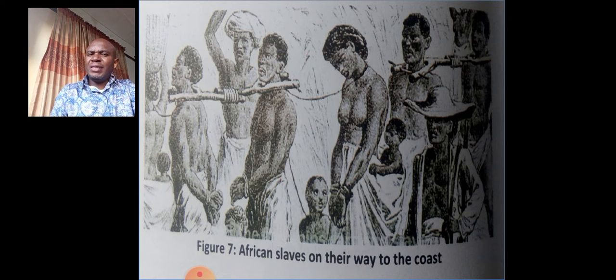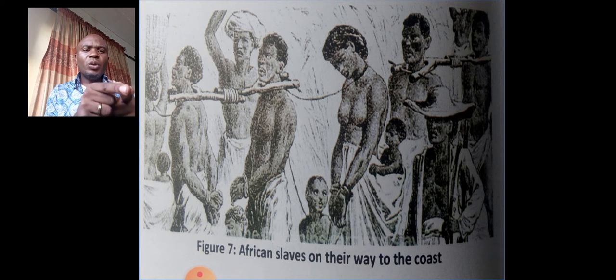Now, if you take a look at this image, you can see men, women, and children chained, tied, beaten. This image shows African slaves on their way to the coast. No matter the distance, they were going to trek from wherever they found themselves to the coastal region. You can see the level of inhuman treatment that was meted out to them as slaves.